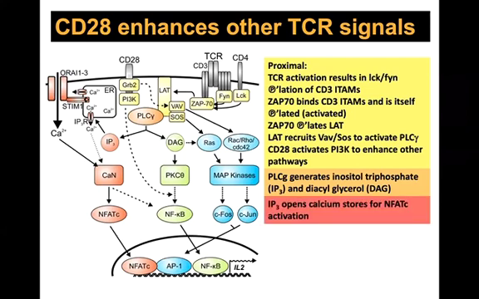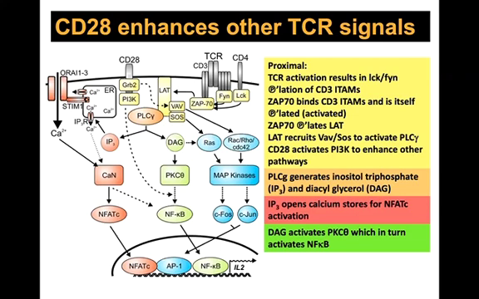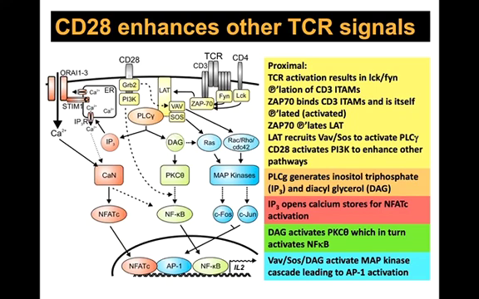So IP3 is going to open up the calcium stores. Calcium gives you NFAT-C activation. That's a transcription factor. Diacylglycerol will activate protein kinase C theta that will phosphorylate the inhibitor of NF-kappa B to generate active NF-kappa B. So those are two transcription factors. And then the MAP kinase program will lead to phosphorylation of Fos and Jun, which together form the AP1 transcription factor.